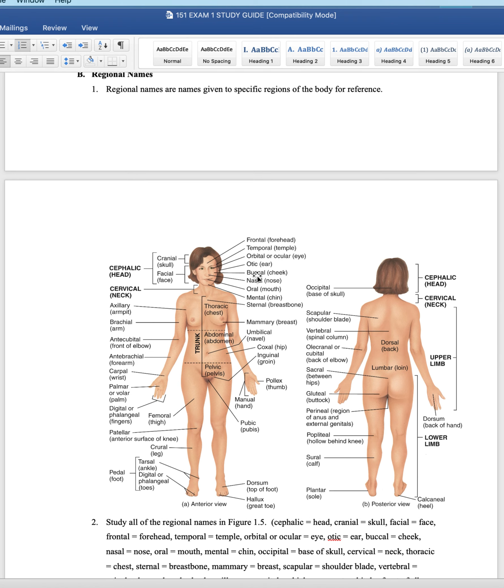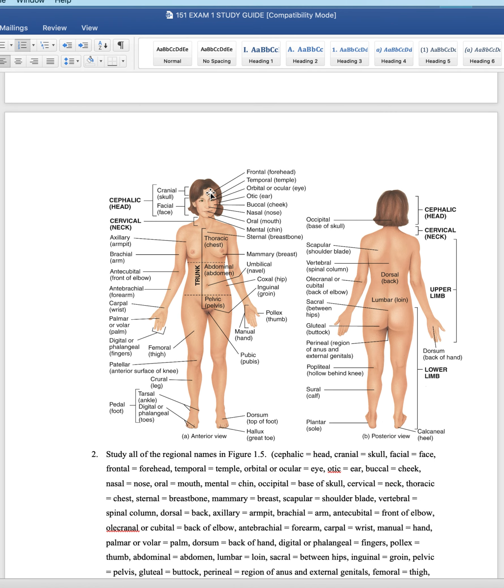Regional names are going to be given for specific regions of the body. So cephalic refers to the head, cervical refers to the neck, thoracic refers to the chest or the trunk area. We have the upper limbs and the lower limbs that refer to the arms and the legs. We also have a lot of different locational names, so do make sure that you know these regional names referring to different spots within the arm. For example, front of the elbow is antecubital, back of it is olecranal because it matches up with the olecranon of the ulna, which runs here along the back of the arm.